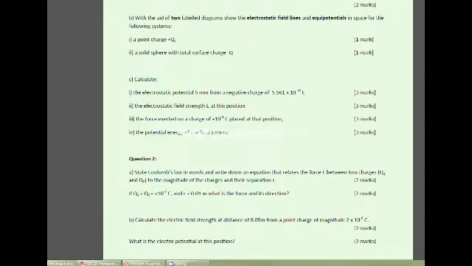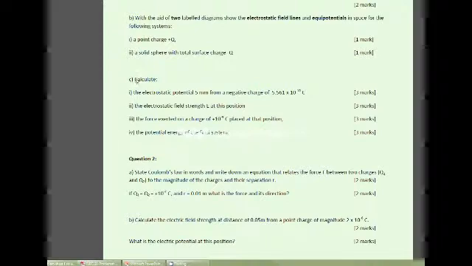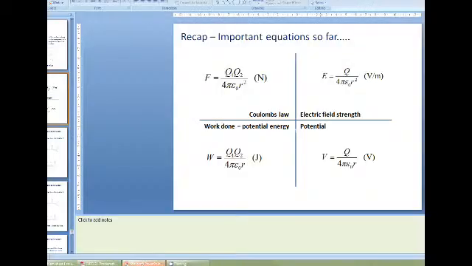This is ELEC120 problem sheet 1, solution to question 1c. So this question is a calculation question. Here we're going to calculate the values using the important equations that we've learnt so far about electrostatics. So this will use a lot of the important equations which you've got on this part of your handout.